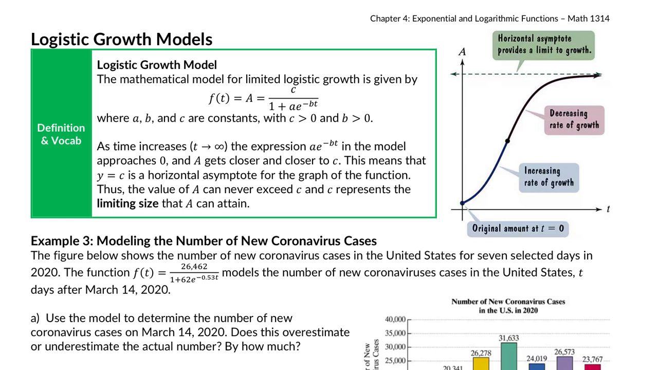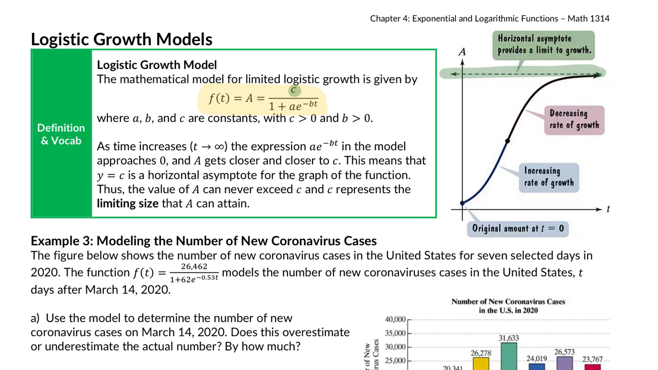The mathematical model for a logistic function is this formula right here, and it looks terrifying. I need us to be able to use the formula and understand one or two important things about the formula, and that's it. Okay? As time increases, the expression a times e to the negative b to the t power approaches 0, and a gets closer and closer to c. This means that this line up here, y equal to c, is a horizontal asymptote of the graph. Let's highlight that in a color. We'll do this in green.